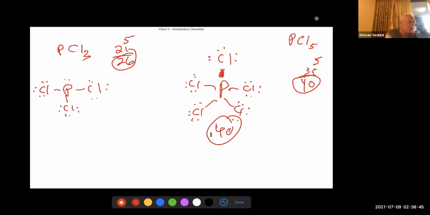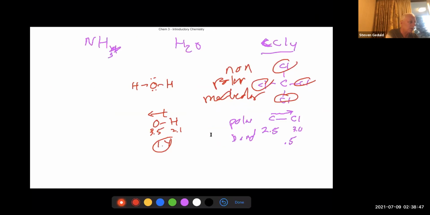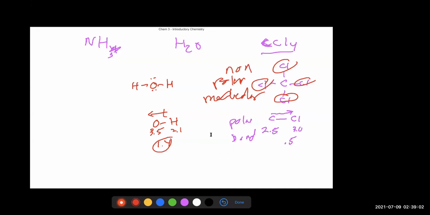Okay, polar bond. It pulls electrons towards the oxygen. Now, look at the molecule. Is it a polar molecule or non-polar molecule? Are there 4 of the exact same things attached to that oxygen? No, there's not.